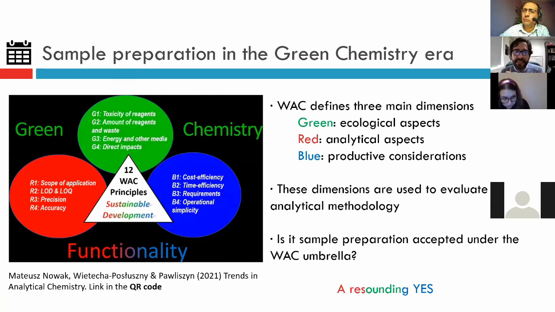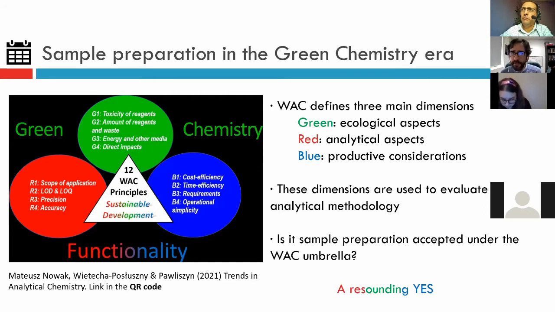And the white analytical chemistry concept defines three main dimensions. The first one is the green dimension. This is related to the ecological aspects, for example, the toxicity of the reagents, the amount of reagents that we are using in our procedures, the wastes that we are generating, and so on.